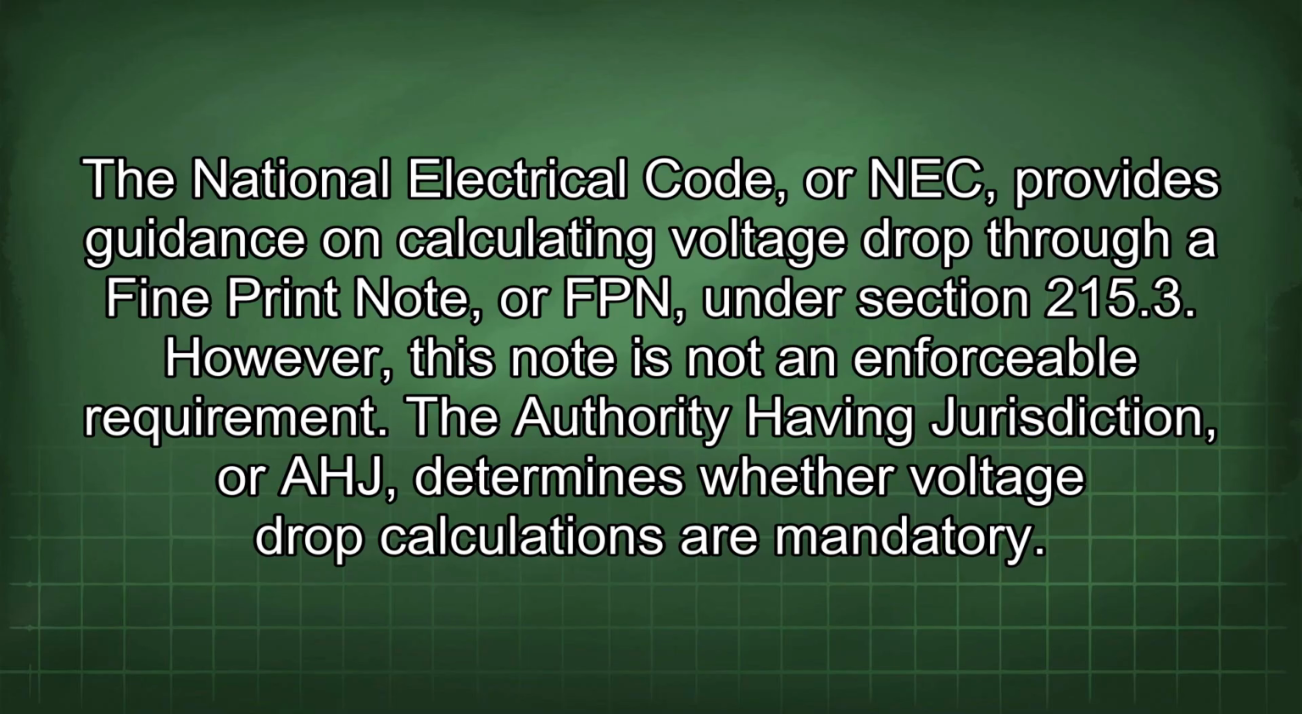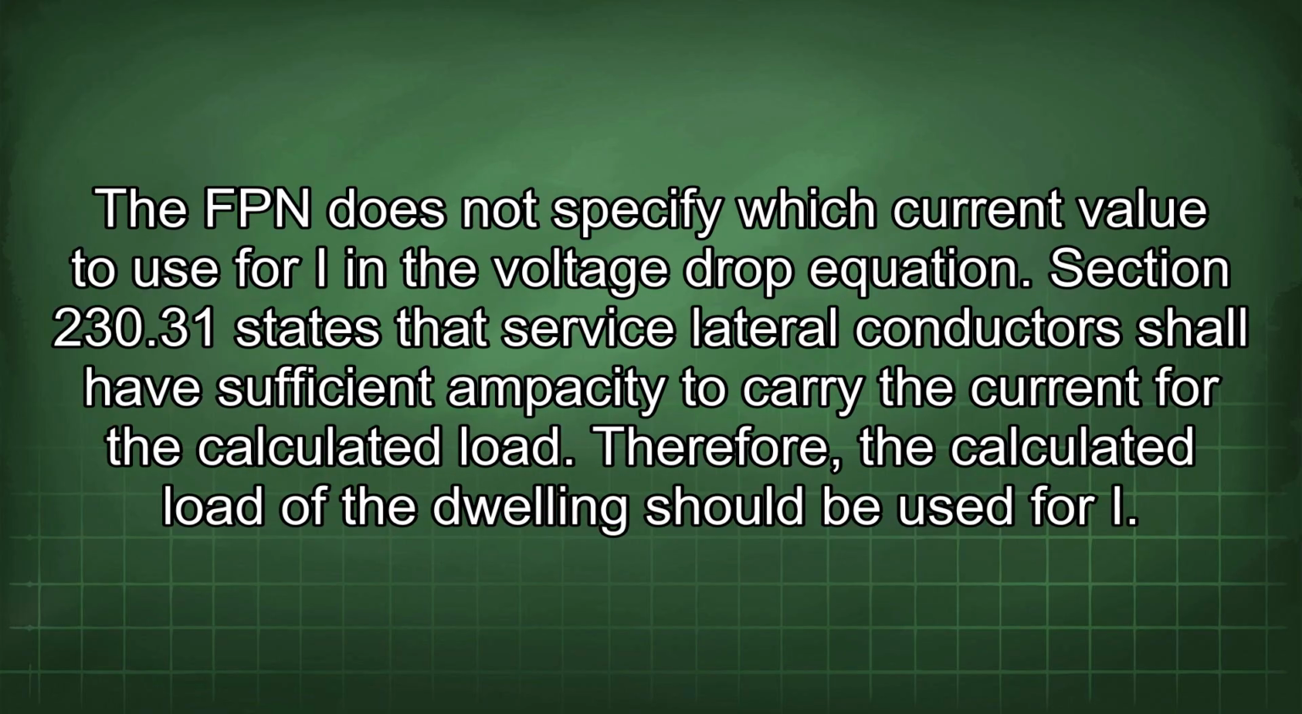The National Electrical Code, or NEC, provides guidance on calculating voltage drop through a fine print note, or FPN, under Section 215.3. However, this note is not an enforceable requirement. The authority having jurisdiction, or AHJ, determines whether voltage drop calculations are mandatory. The FPN does not specify which current value to use for I in the voltage drop equation.